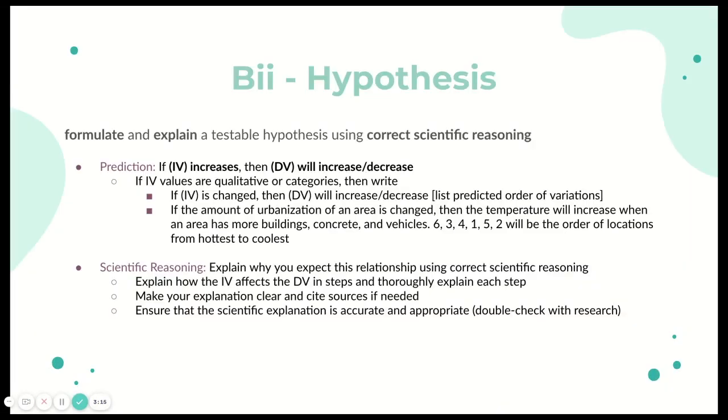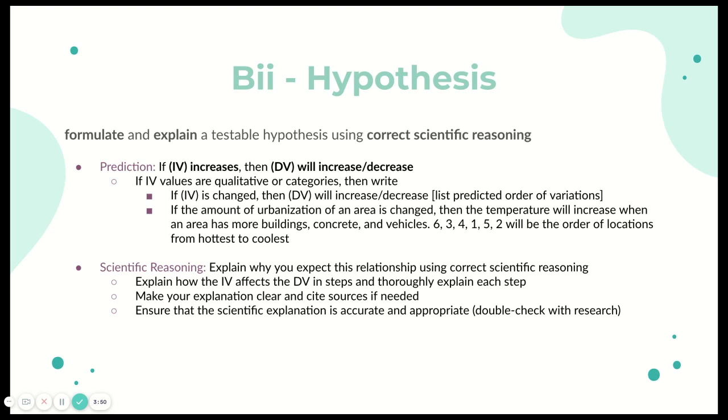In the hypothesis section, it asks you to formulate and explain a testable hypothesis using correct scientific reasoning. So the format for the prediction will be: if the independent variable increases, then the dependent variable will either increase or decrease depending on what you're predicting. If the independent variable values are qualitative, then you can write: if the independent variable is changed, then the DV will increase or decrease, and then list the order of variations that you're predicting.